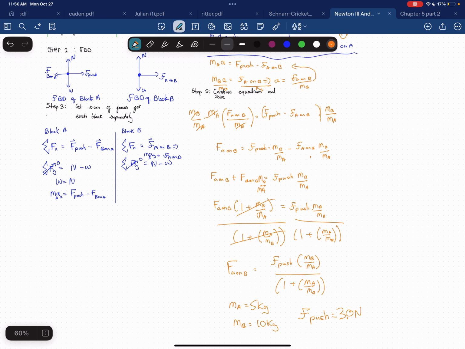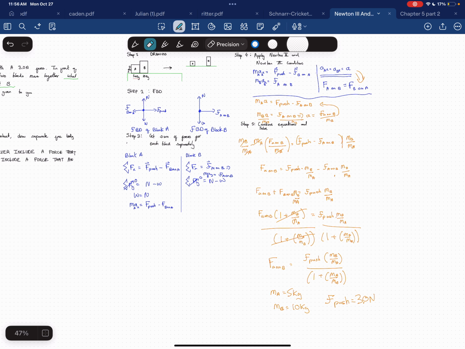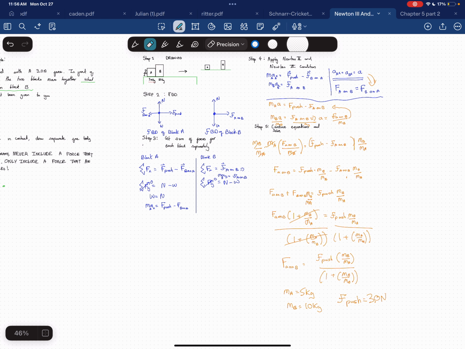So we can just plug this into our equation over here. If you want, you can simplify it. If you really don't like how I've done this, you can simplify it. But if you plug it like this into a calculator, you'll get your answer. And that's how we'd handle Newton 3 problems.